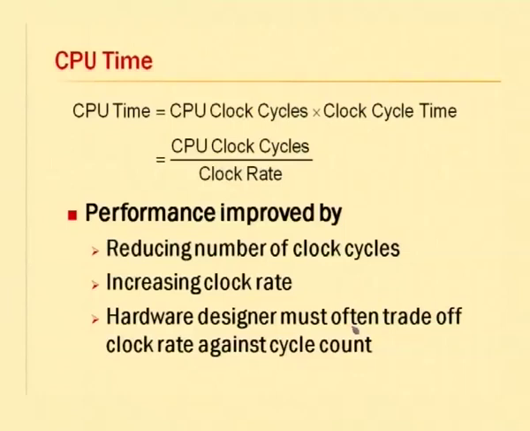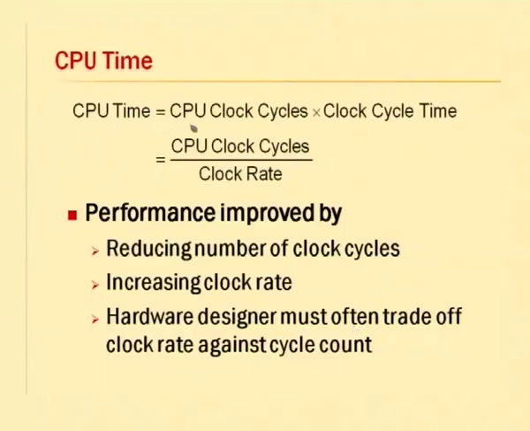So we were just looking at how performance can be measured. We said performance is measured in terms of CPU time, and CPU operation in general is governed by the clock. So CPU time can be measured in terms of the clock cycle time. So how do we measure that?